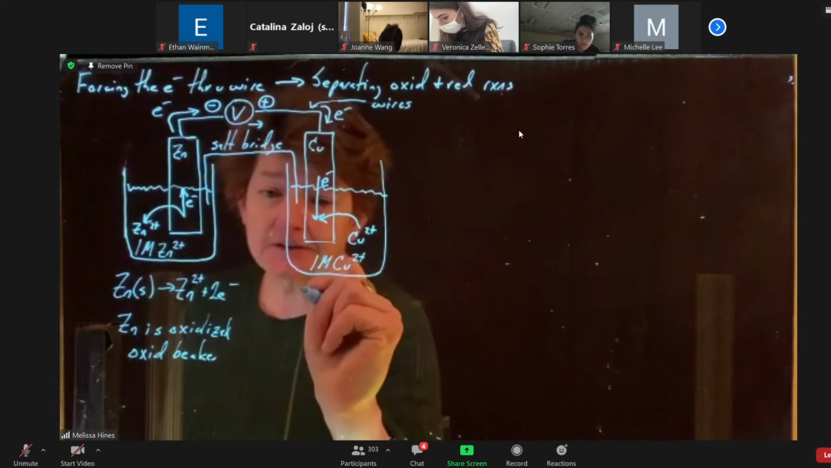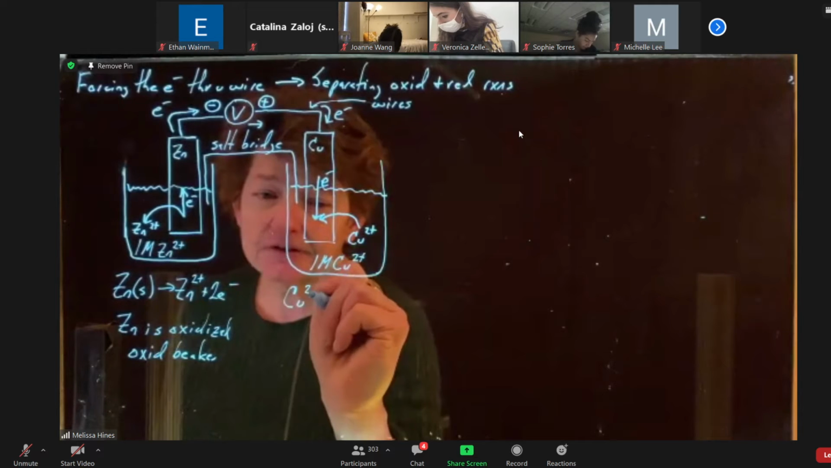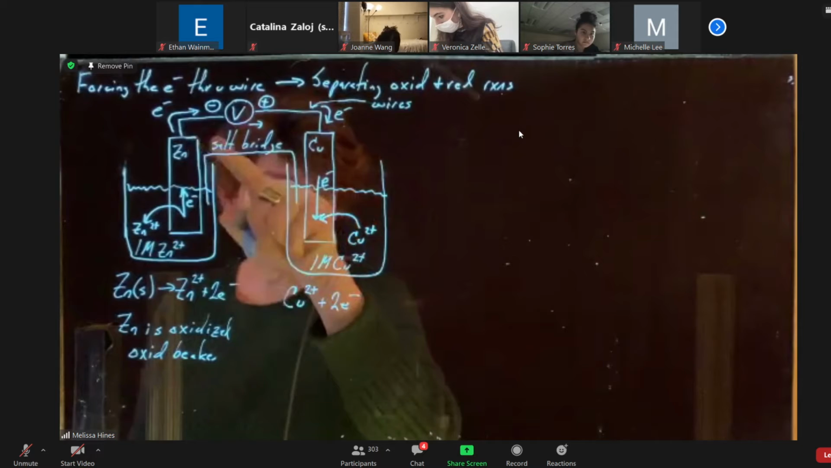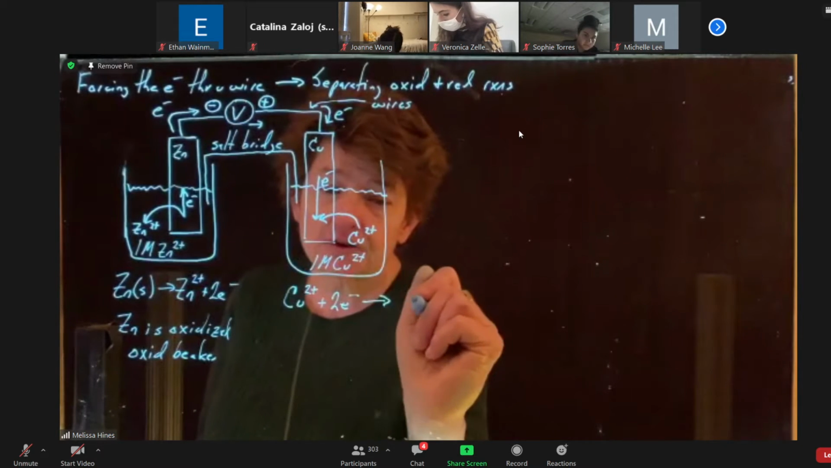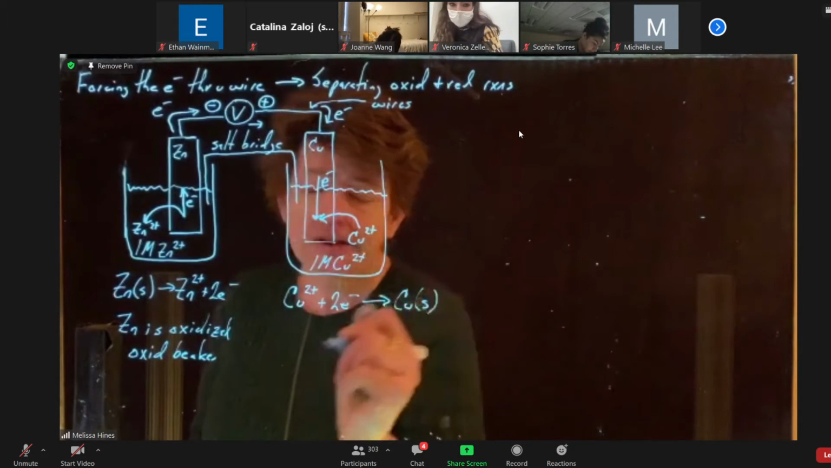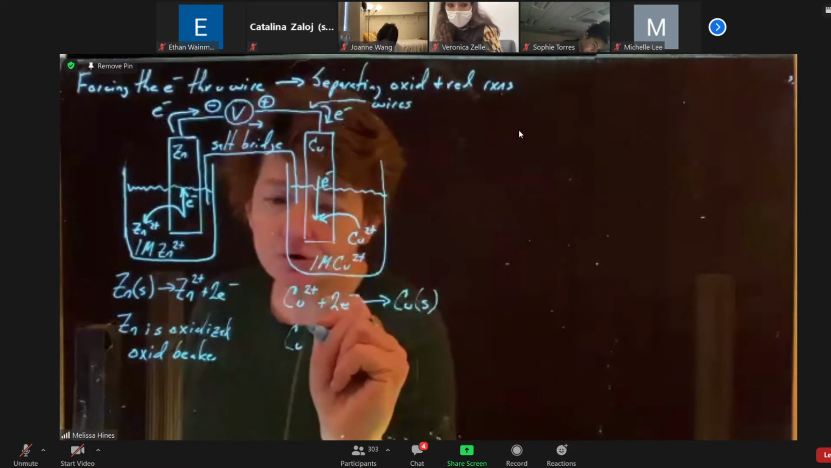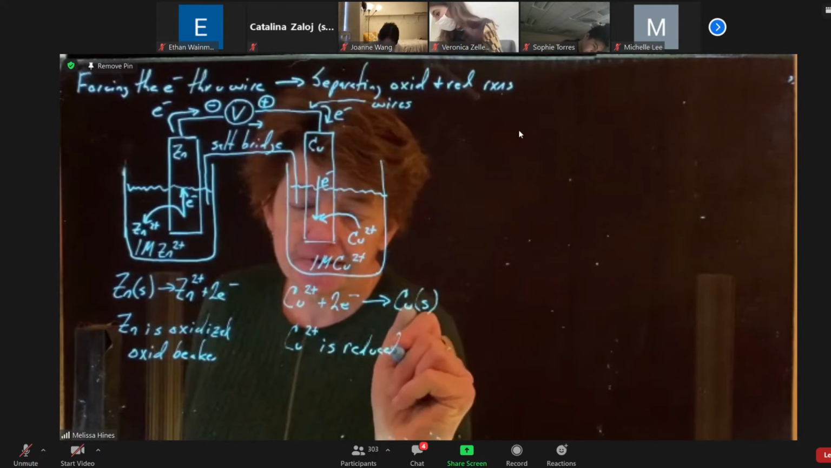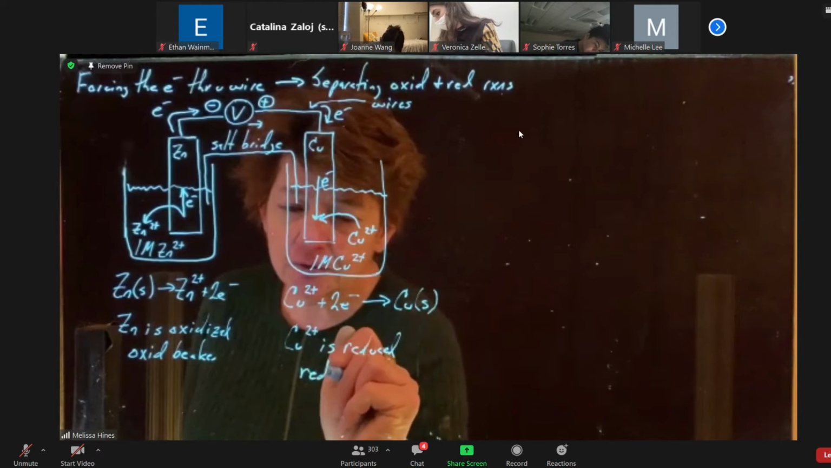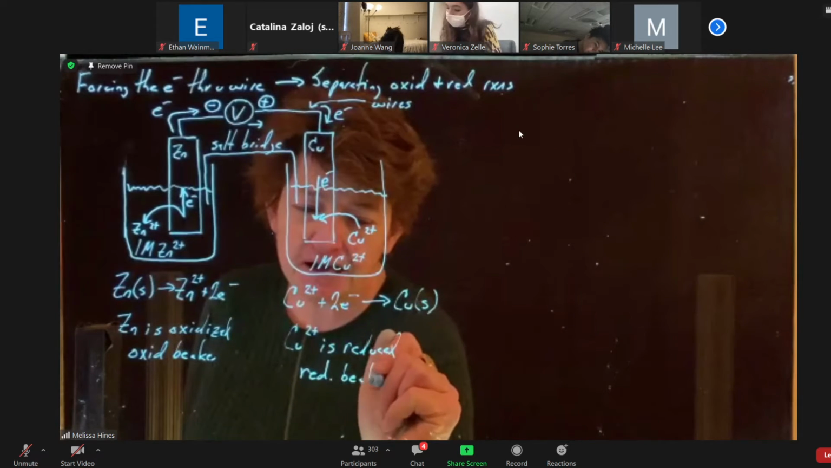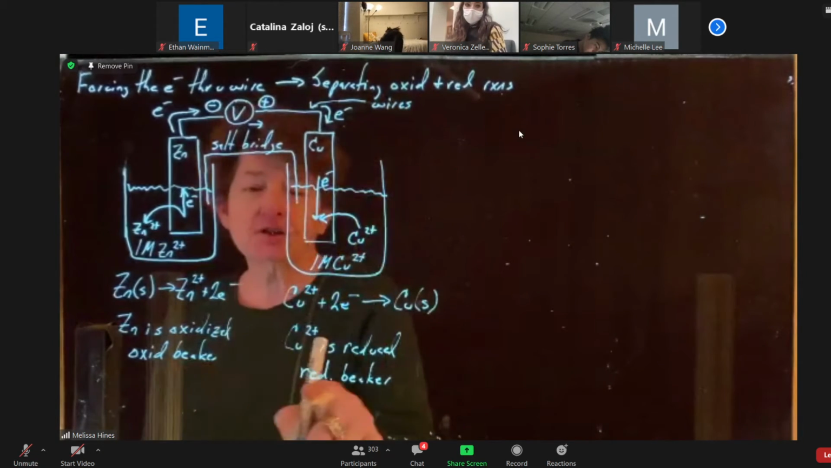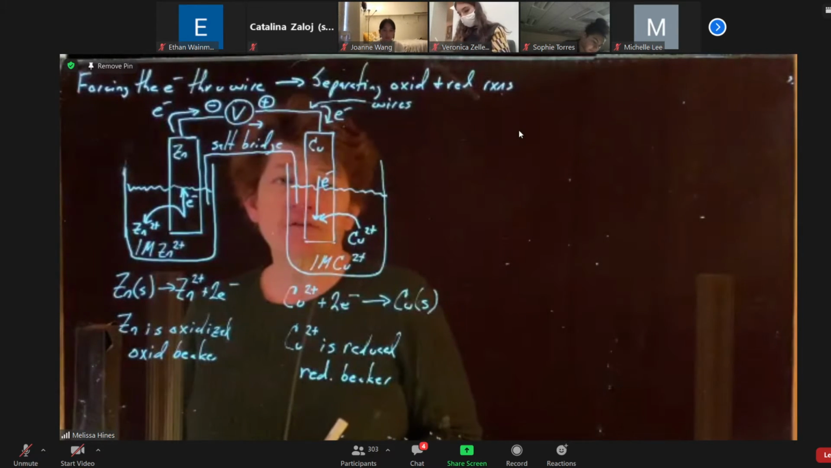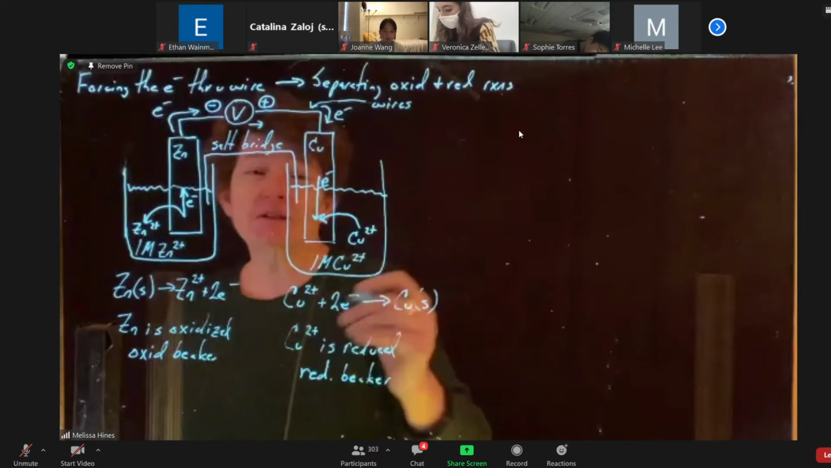Okay, on the other hand, in this beaker over here, our copper 2+ ions are going to react with the 2 electrons, which came from the other beaker, to give us copper solid. So in this beaker, copper 2+ is reduced. And this is going to be our reduction beaker. So notice we have separated oxidation and reduction in 2 separate beakers, and we've made the electrons go through our voltmeter. Now, the question is what does the voltmeter say?